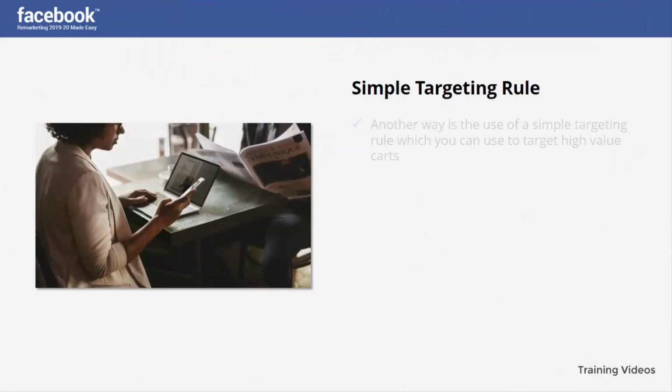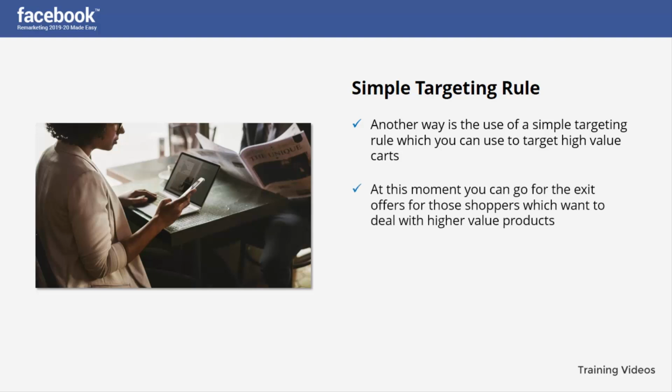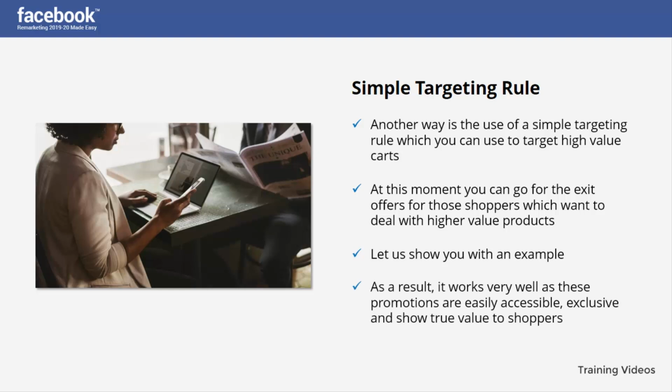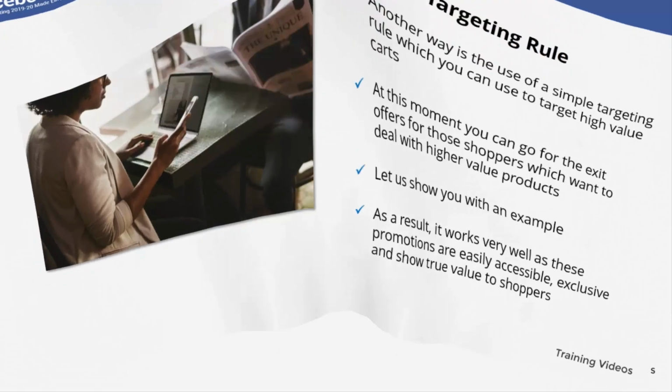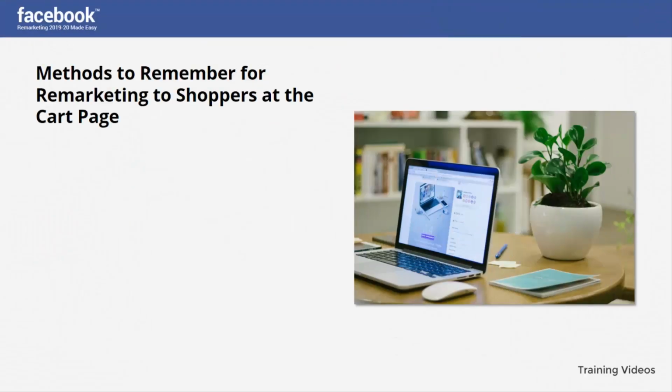Simple targeting rule. Another way is the use of a simple targeting rule which you can use to target high-value carts. Shoppers who have a certain dollar amount in their cart or a specific item, you can present them offers using the simple targeting rule. At this moment, you can go for the exit offers for those shoppers who want to deal with higher value products. Let us show you with an example. Let's say you usually offer 10% off, but at this time, you will also offer them free shipping because they are a high-value shopper. As a result, it works very well as these promotions are easily accessible, exclusive, and show true value to shoppers.